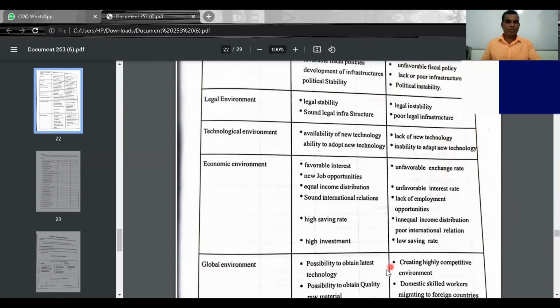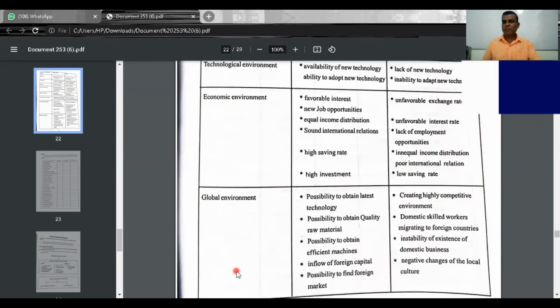Now the other one is the global environment. Let's look at the opportunities. Possibility to obtain the latest technology. It is favorable, because of globalization. You and I use these computers because in Sri Lanka we are unable to produce any computer or mobile phone so far. Do you see any locally produced mobile phones? No. Any locally produced tabs? No. Any locally produced computers? No. Because of globalization, we are able to consume these new technological instruments. That is a favorable opportunity.